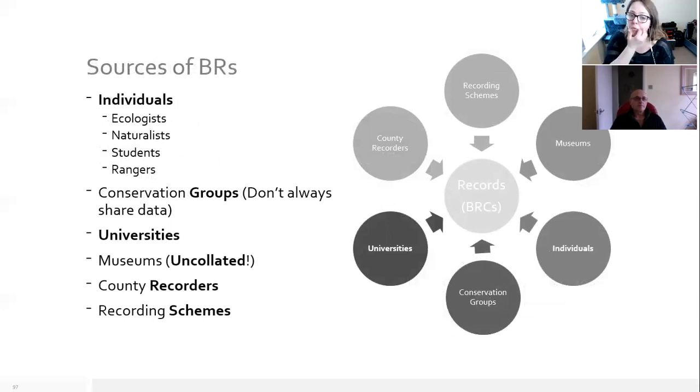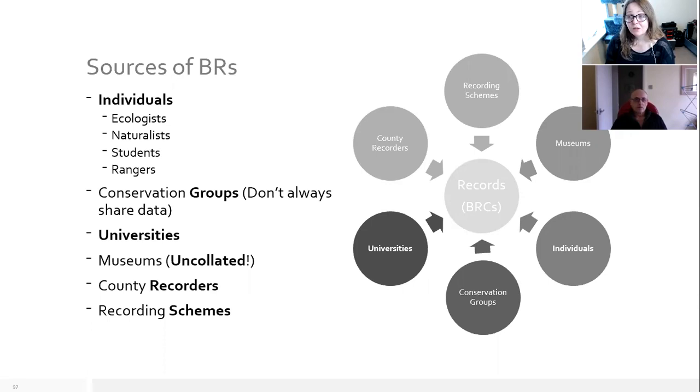So biological records come from professional ecologists, amateur naturalists, students, park rangers, all different kinds of people working in the natural environment, either professionally or for hobbies. Conservation groups don't always share their data, because a lot of the time people are working with protected species or species that are subject to persecution, like badgers. And so generally speaking, badger groups won't give you their data, and a lot of times they don't give their data to local record centers.